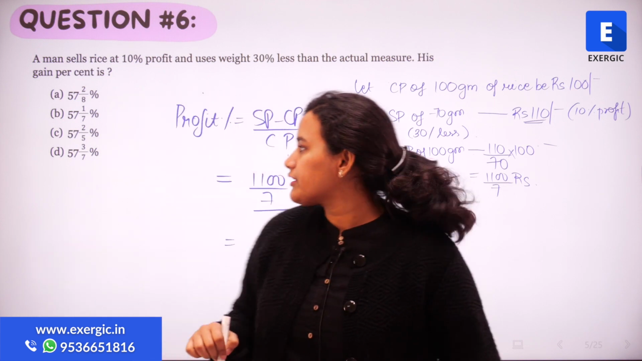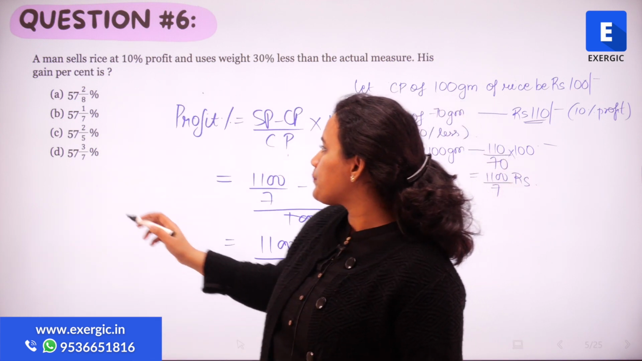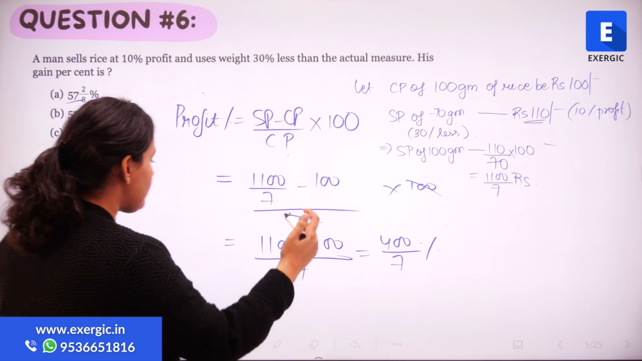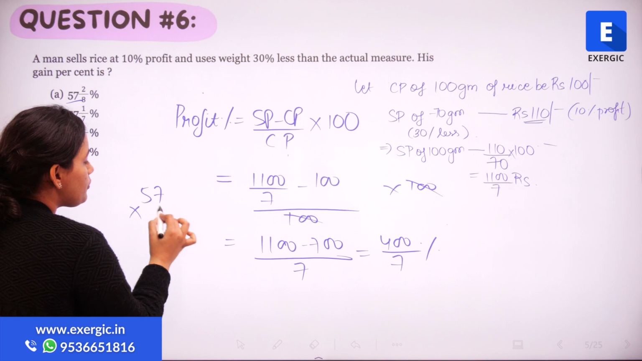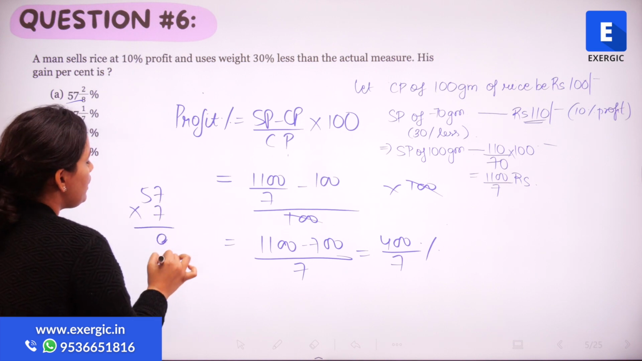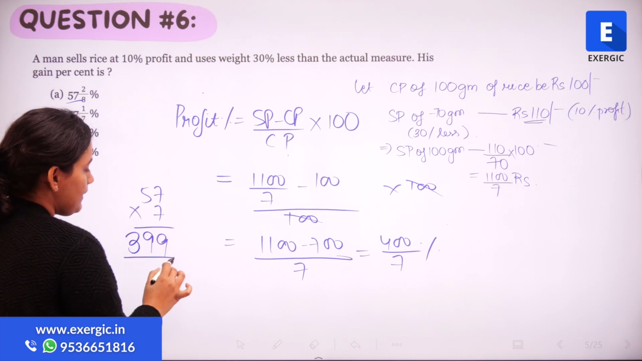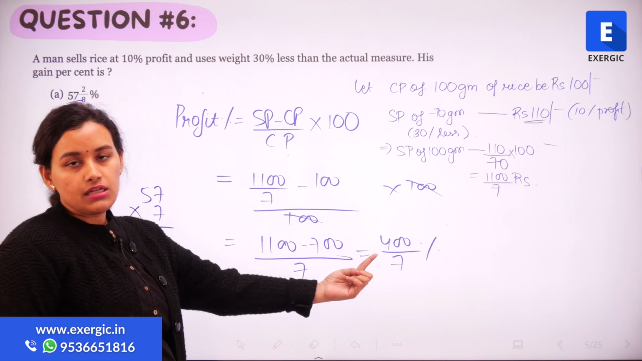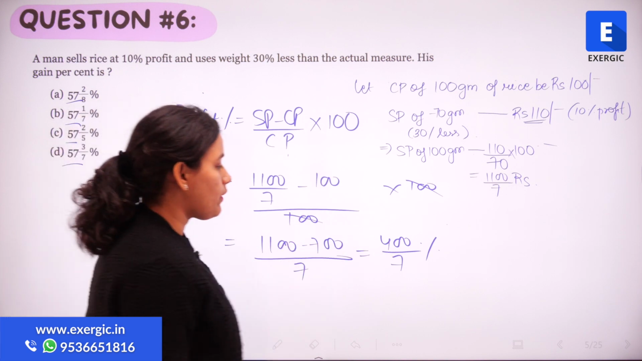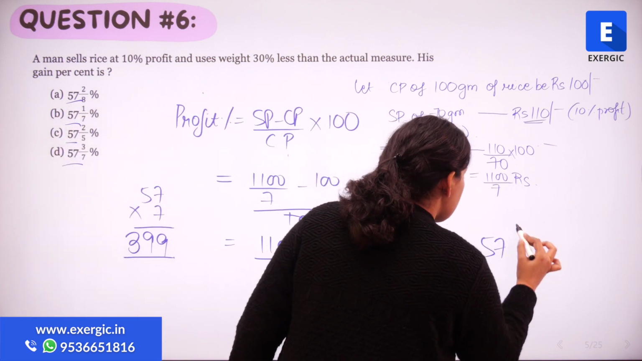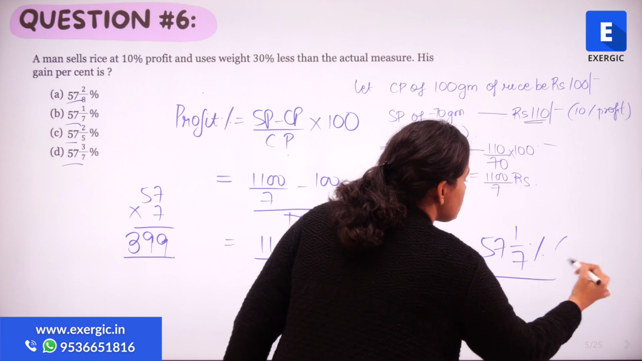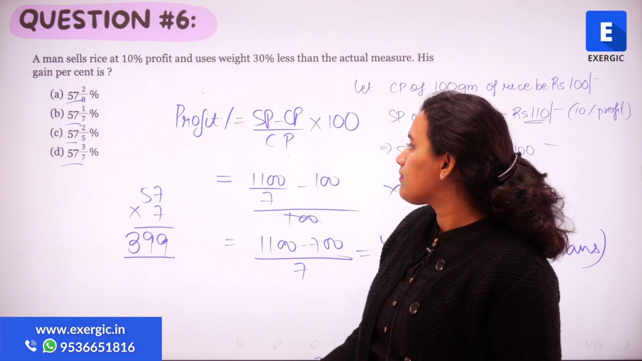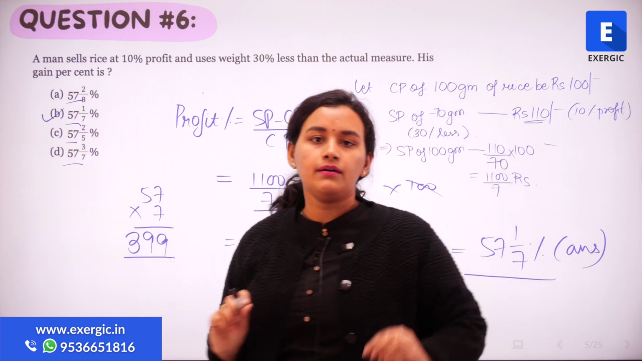Right? Now let's look at the options. In the options, 57 is common, right? So one way to do this would be, of course, to find out the product of 57 and 7, which is going to be 399, right? Yeah, 399. And what is the difference? How much more? 1 more, right? So 1 by 7. So this is going to be 57 1 by 7%. So this is one way to do it, or else you could just do the division as we do it, and the correct answer is going to be option number B.